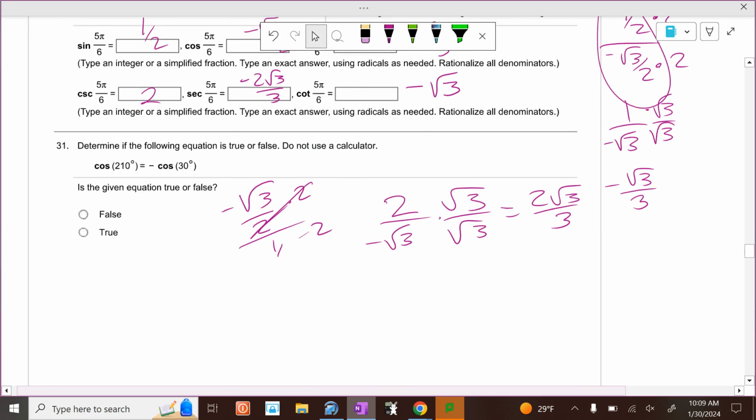Is the cosine of 210 degrees equal to the negative cosine of 30? Well, the cosine of 30 is basically square root of 3 over 2. Cosine of 210 is negative square root of 3 over 2, right? Yeah, it is. So this is a true statement.